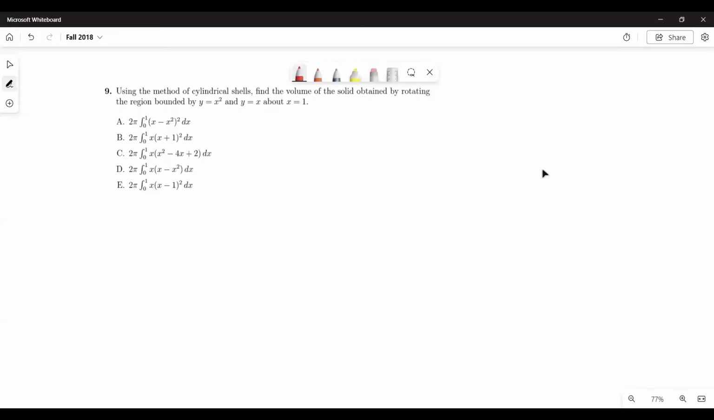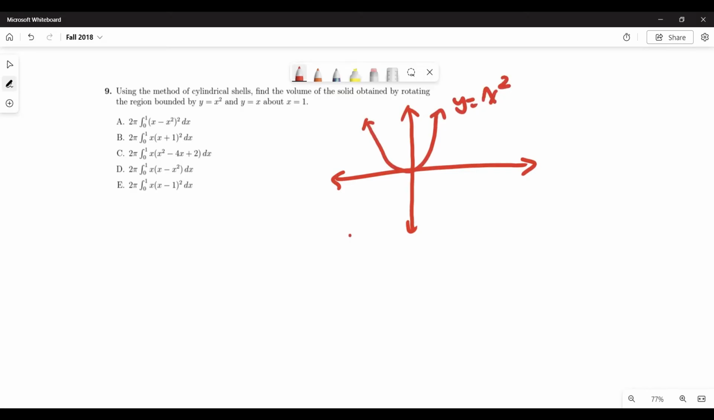So this question asks to find the volume of the solid using the shell method. Okay, let's draw it first. So y equals x squared, and then y equals x, like this, about our line x equals 1. So the area is this much, the orange part.